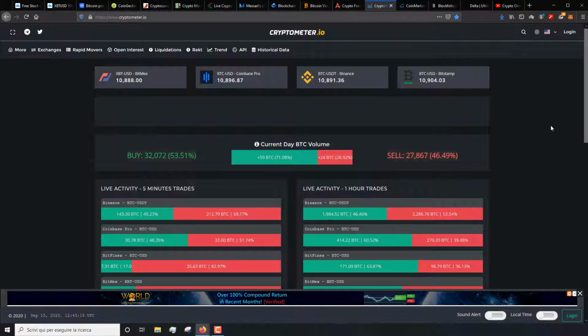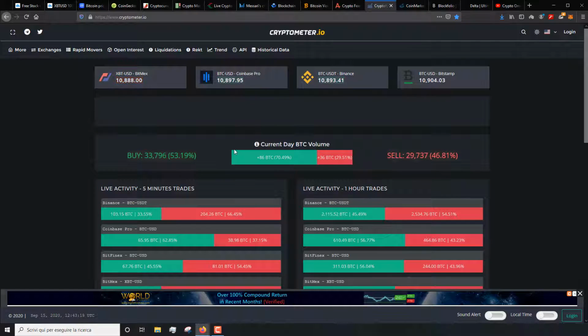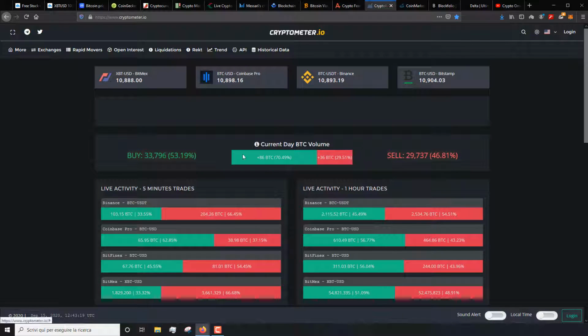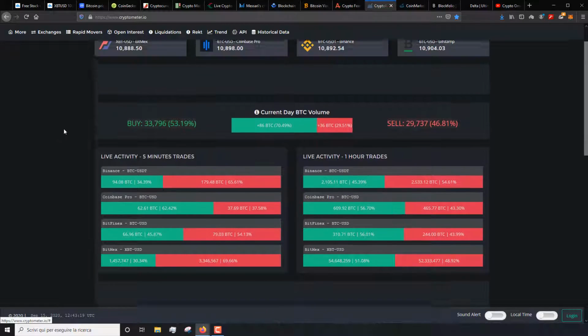Then a website I really like is Cryptometer.io. Here you have the current day BTC volume. So actually here we can see BTC is on the rise today. And on Cryptometer you can see it compares all the data from different exchanges, and we can see that 53.19% of traders are long in BTC and 46.81% are short in BTC. And again, here you have different live activity from exchanges.